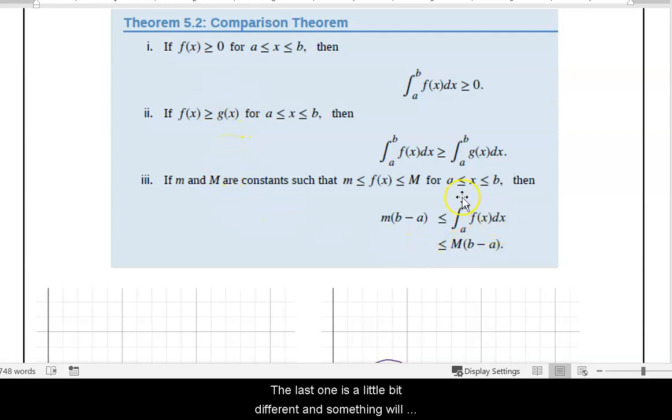The last one is a little bit different and something we'll use to develop the average value in the next video. This says, suppose you have two constants, lowercase letter m and uppercase letter M, and that the function is always between those two. Then the area over the closed interval from a to b has to be between lowercase m times the width of the interval and uppercase M times the width of the interval.